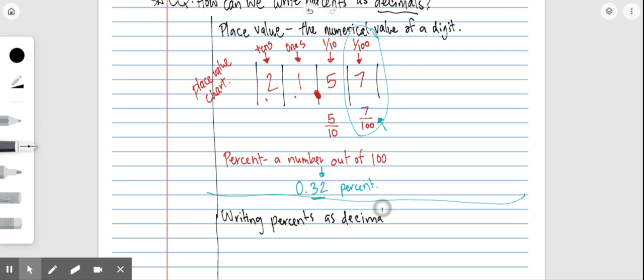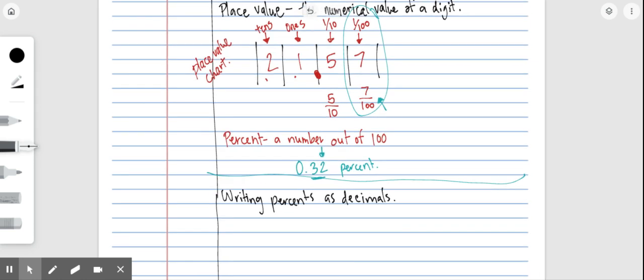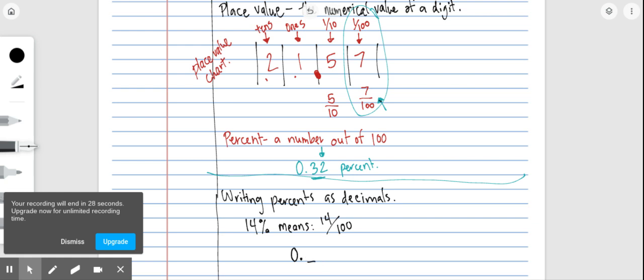Okay, so we're going to start with, let's say we've got 14%. Okay, 14% means 14 out of 100, right? Because that's how I would write it as a fraction, right? And then I just now found out that that digit over here, the second digit to the right of the decimal, is the out of 100 spot. So to write 14% as a decimal, I'm going to put a 0 in the whole number spot because there are no whole numbers. And then I'm going to go and put 14 in these 2 places.